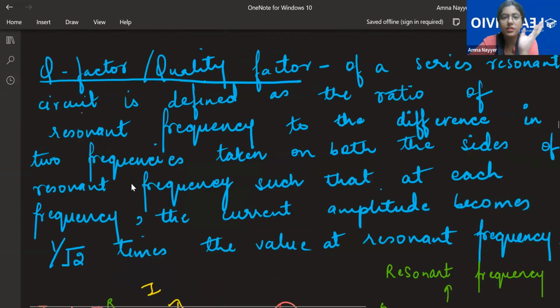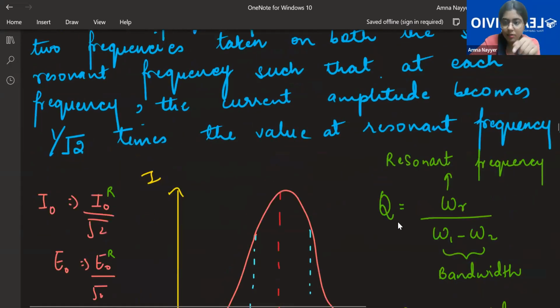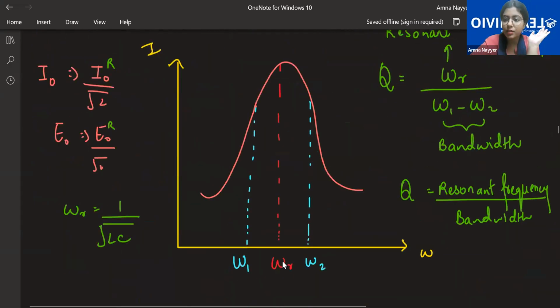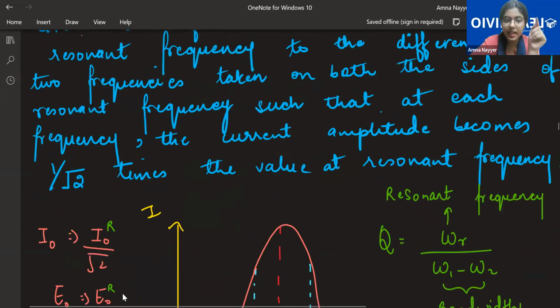So the Q factor of a series resonance circuit is defined as the ratio of the resonant frequency to the difference of the frequencies taken on either side of the resonant frequency, such that the current is 1 by root 2 times its current at resonance.